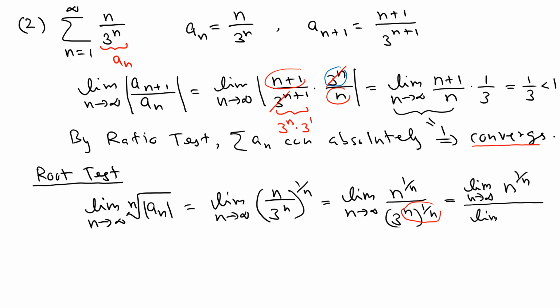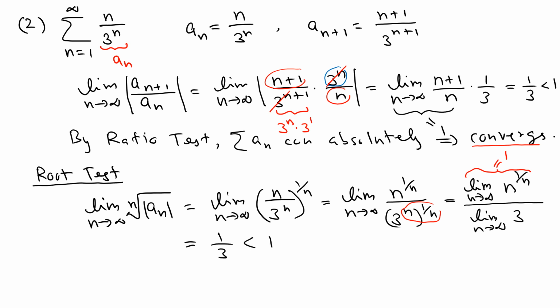You can put the limit again here, but it's not really necessary, because this gets cancelled, you get 3. So in the top, the limit is simply 1. When n goes to infinity, the nth root of n is 1. So that means you only get 1 over 3. And you can see this is the exact same limit as in the ratio test. So it is less than 1.